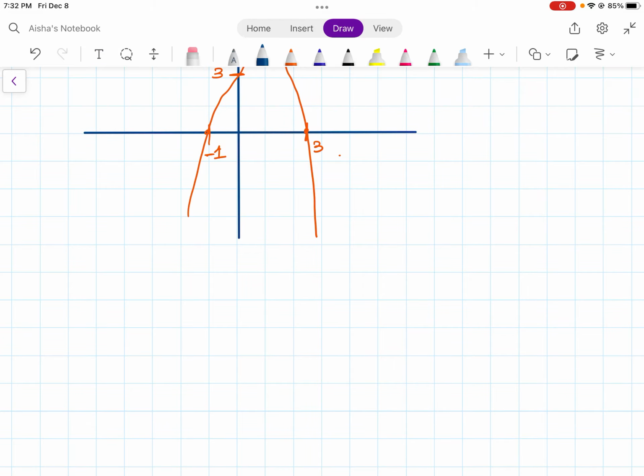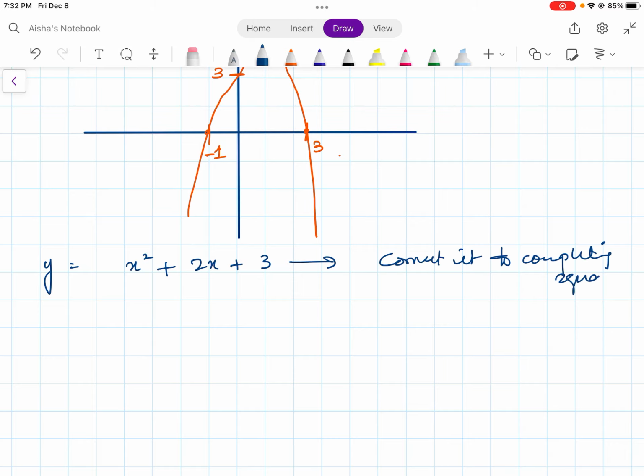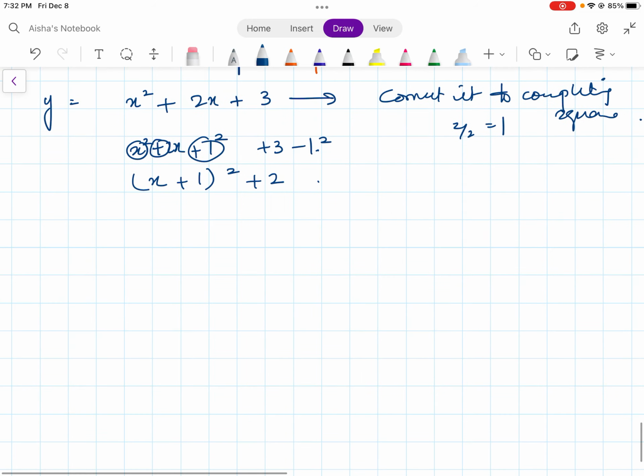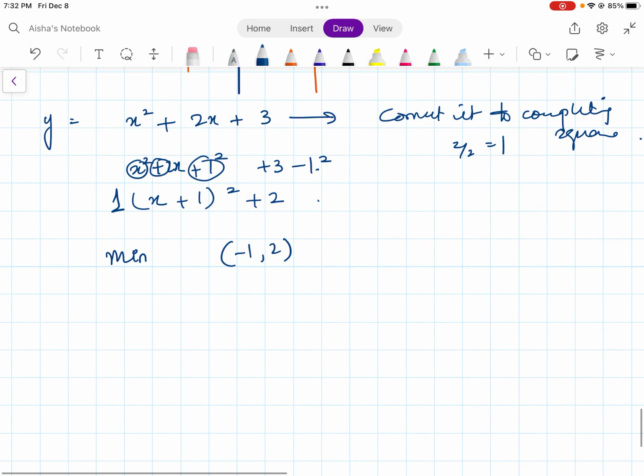If you have something like, for example, y is equals to x square plus 2x plus 3, we have to convert it to completing square. How? x square plus 2x plus 3 को separate out कर दिया, plus 2 divided by 2 is 1. A plus b the whole square. 3 minus 1 is plus 2. Now, this is minimum. Coordinates are minus 1 comma 2. Minus 1 comma 2 means my y-intercept निकाल लेते हैं.